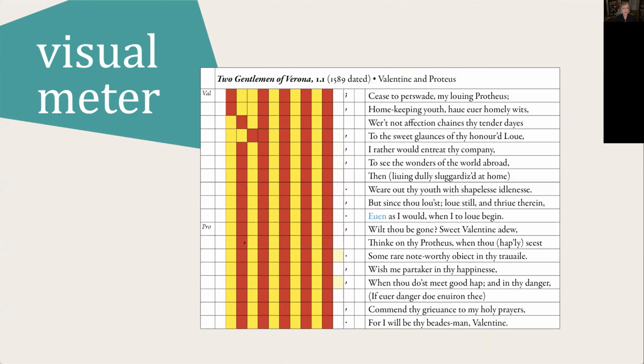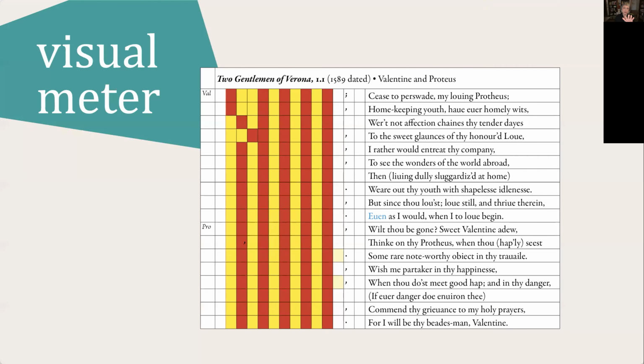This is Two Gentlemen of Verona, considered to be Shakespeare's very first play. The very first line of the very first scene. Shakespeare's playing with this meter. Cease to persuade, my loving Proteus, home-keeping youth have ever homely wits. We've got some 11-syllable lines here. Already, this author is feeling comfortable enough with meter to deviate from it. This is somebody for whom this is not the first thing they did.